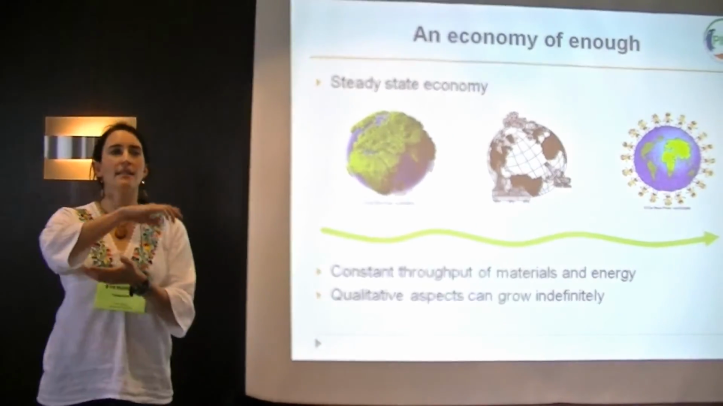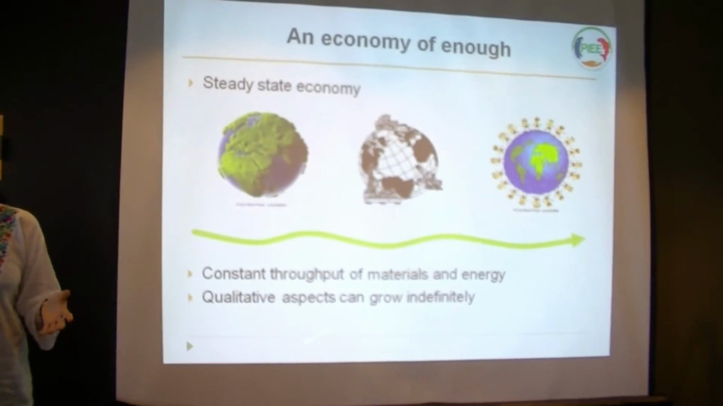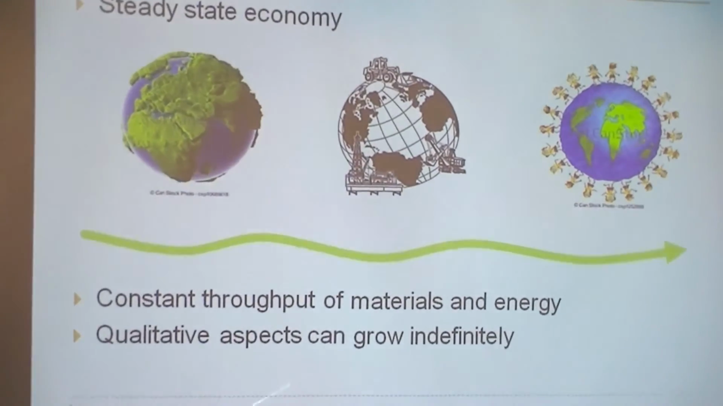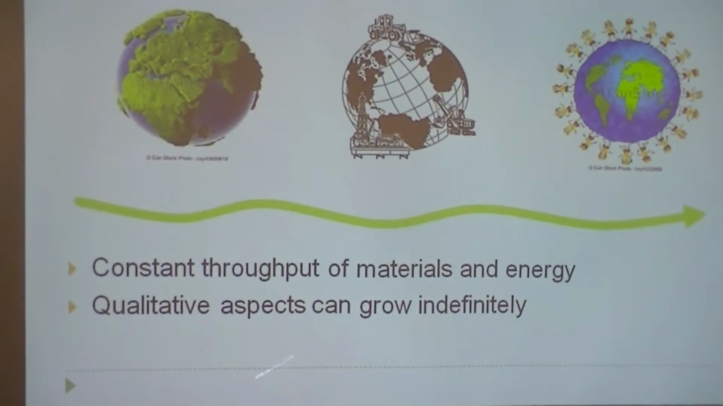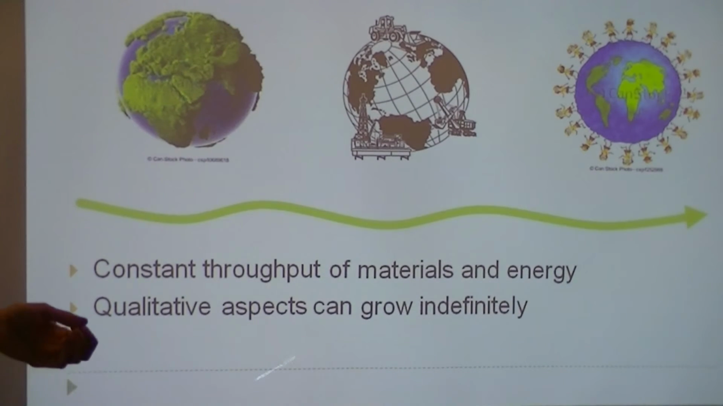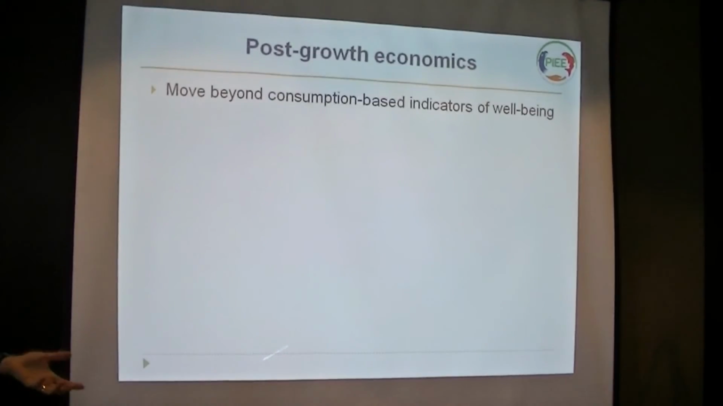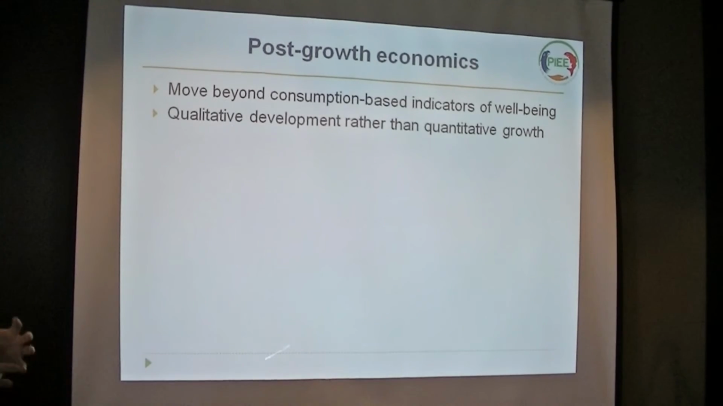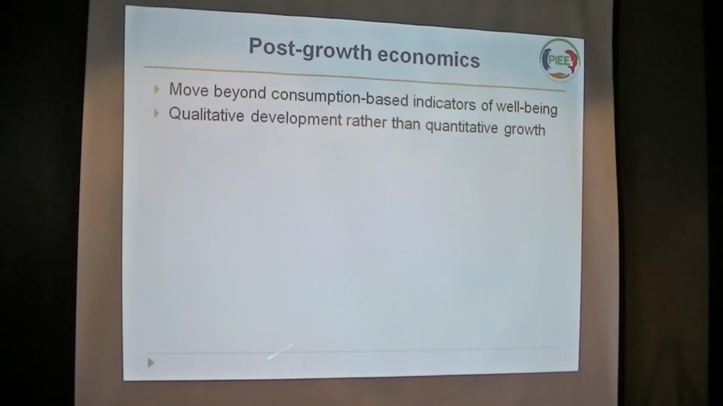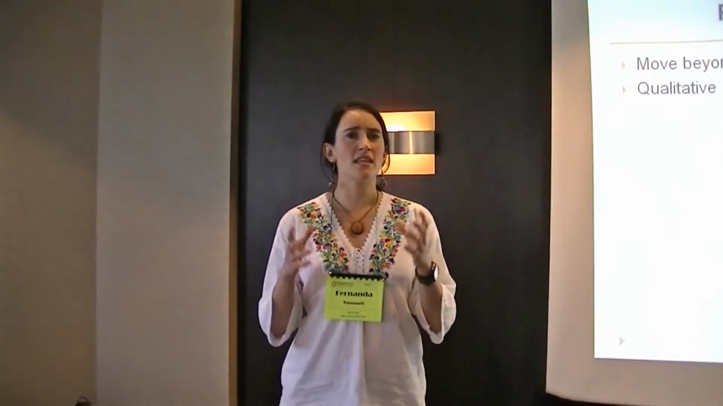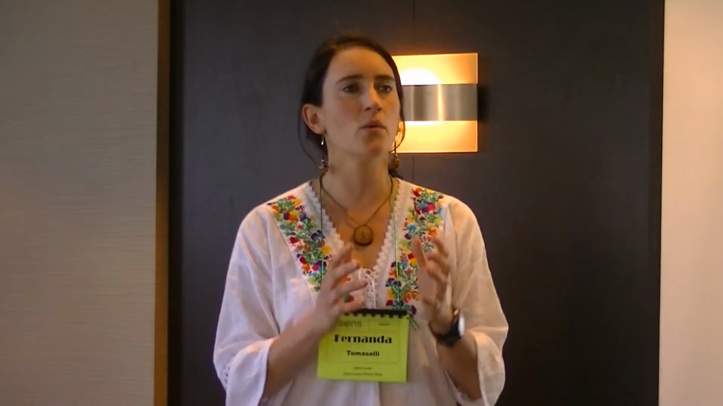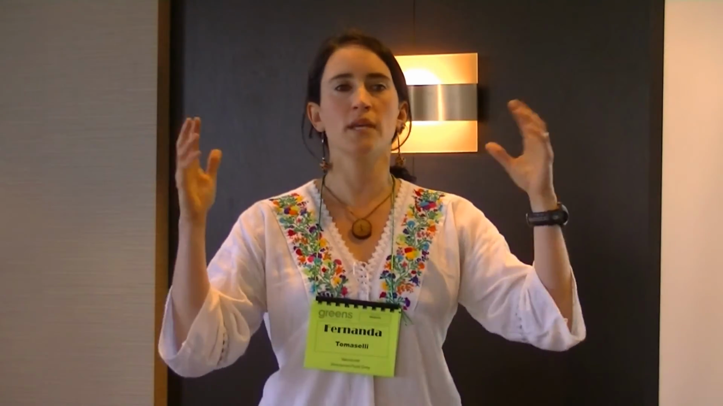So the fact of having a stable production of goods and services doesn't mean that our quality of life is stagnant. We can become very happy and maybe much happier than now if we are not so focused on just producing and consuming all the time. And finally, the idea of post-growth economics, so moving beyond consumption-based indicators of well-being. And this is a big one, focusing on qualitative development rather than quantitative growth. So ecological economists really differentiate between becoming better rather than becoming bigger. And what they would argue is that in the current economy, we are just becoming bigger, right? We're just producing more because we need to produce more, and that's what we measure, and that's the most important thing. They would say, having more is not necessarily becoming better.